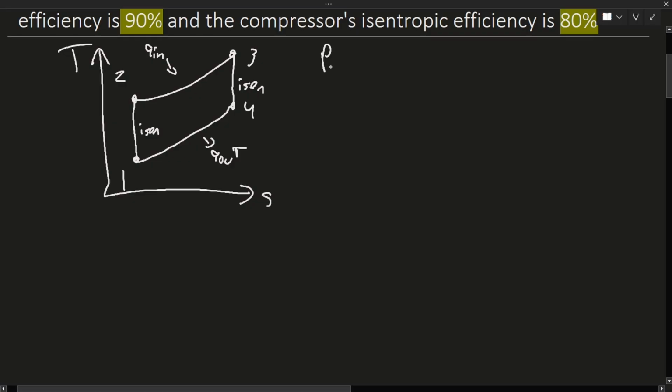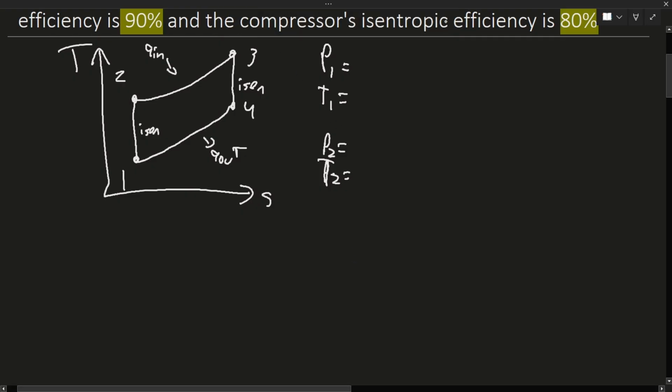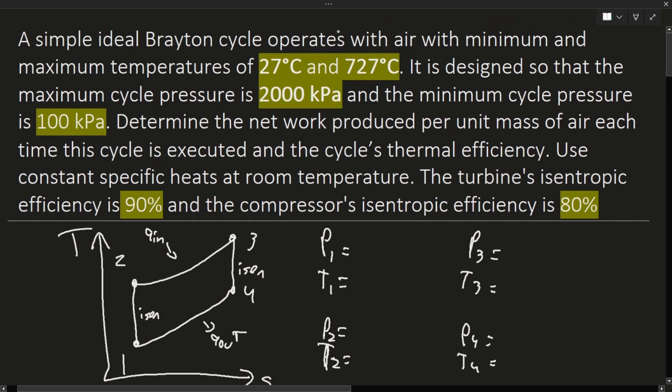At point 1, you're going to have a certain pressure, certain temperature. Point 2, you're going to have another pressure and another temperature. Pressure 3, temperature 3. Actually, hold on. I'm going to write it over here just so it's clearer to see. Pressure 3, temperature 3, pressure 4, temperature 4. The question is going to give us some clues.